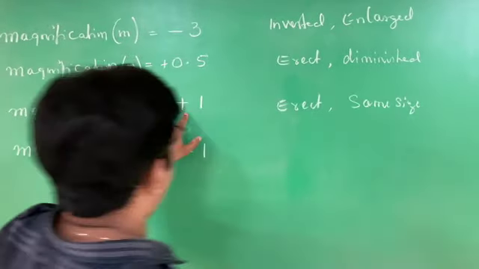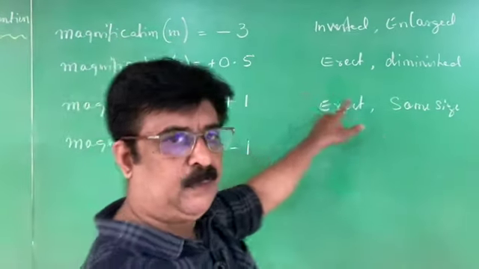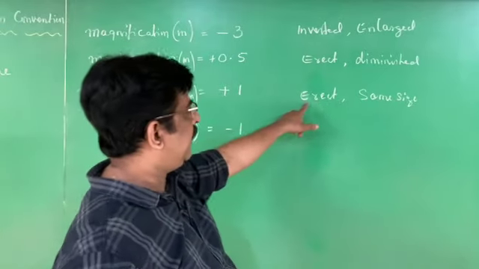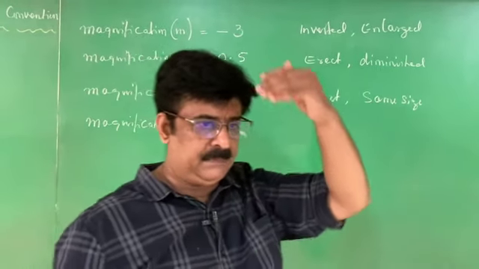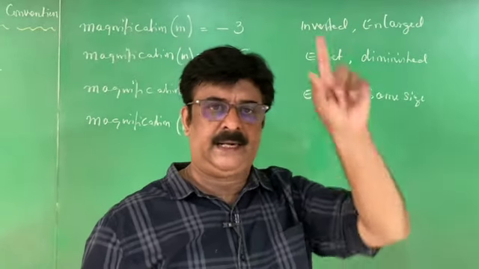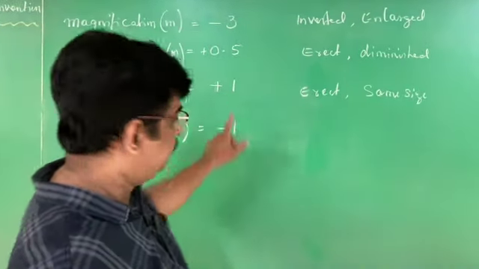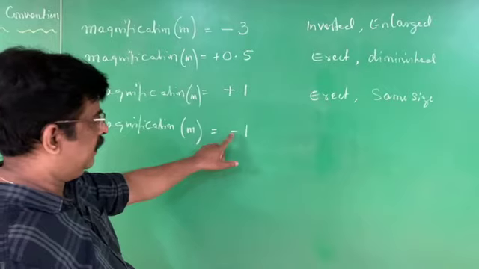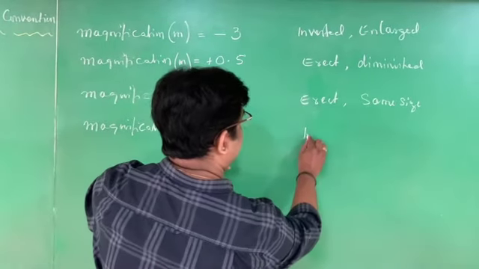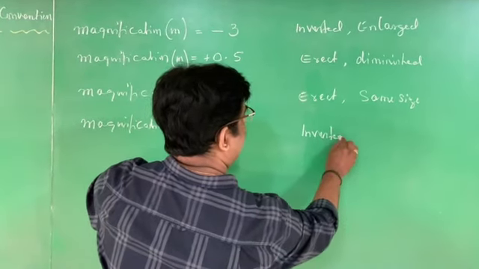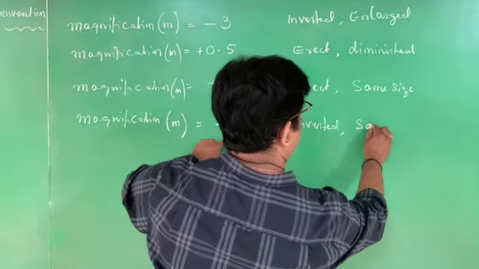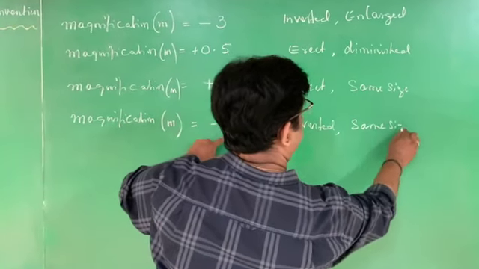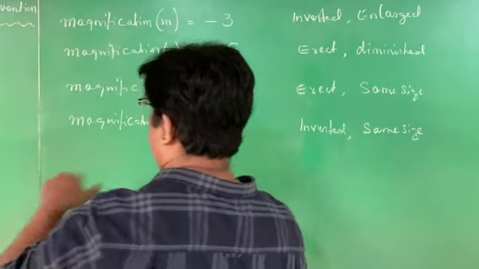In a plane mirror, we get the magnification as plus 1. In a plane mirror, we get erect images of the same size. If I stand in front of a mirror, I can see my same-size and erect image. That is plus 1. See here, this is minus 1. Minus stands for inverted. 1 stands for same size. These things you have to remember before solving a problem.